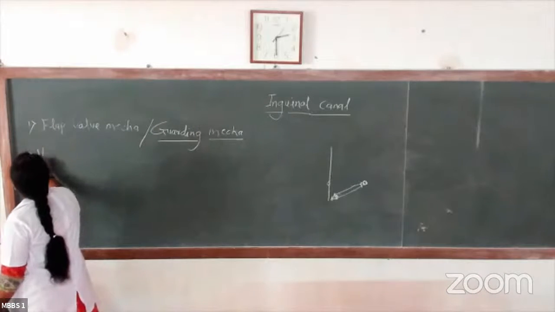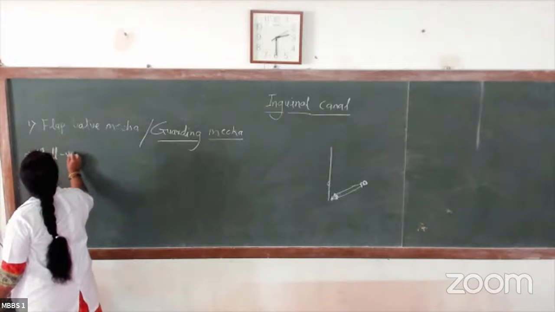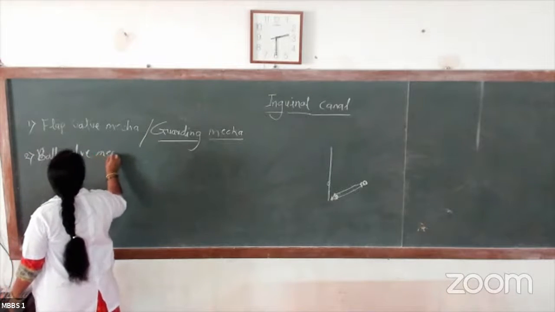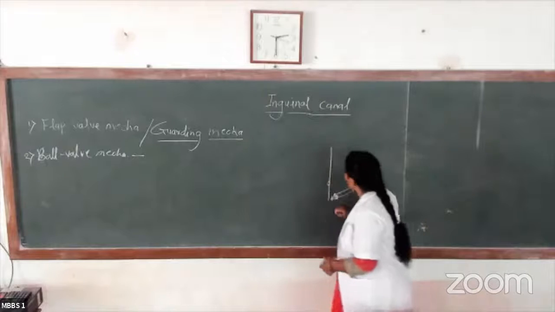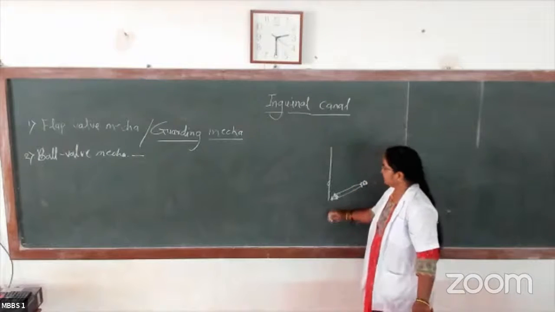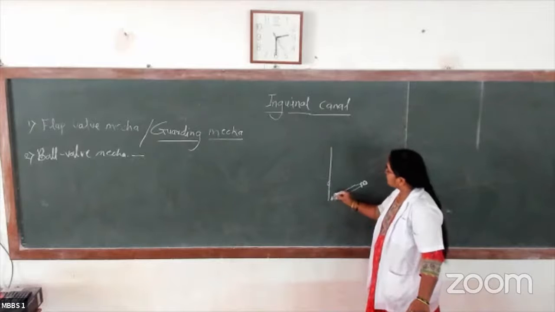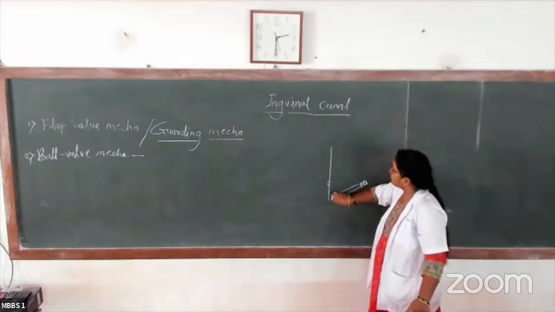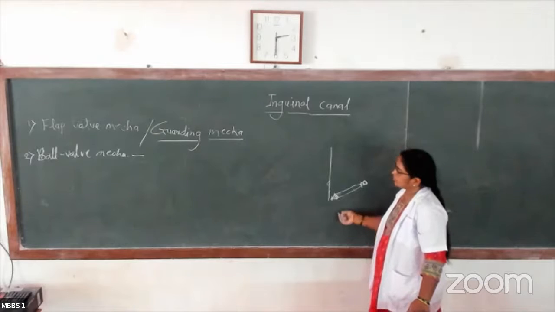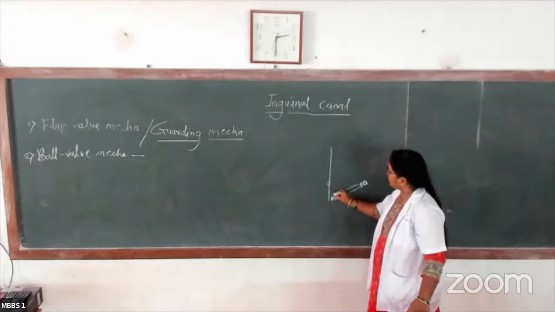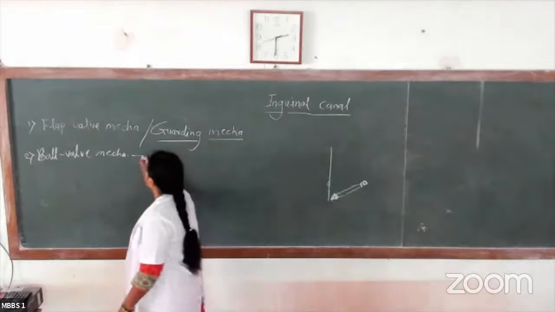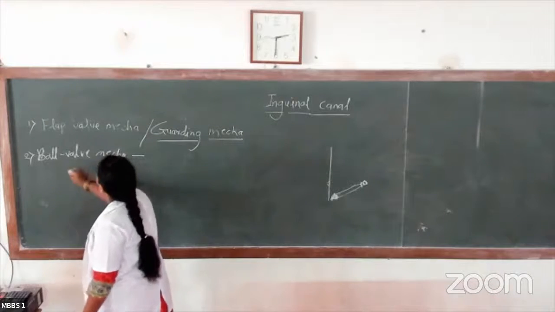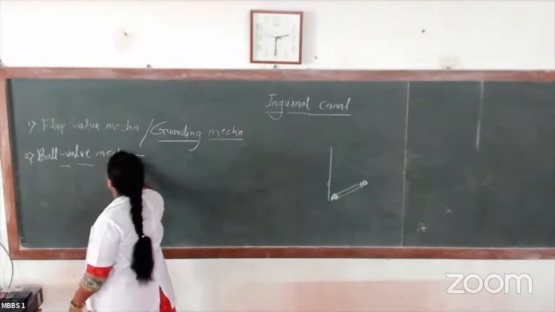Now what is the ball valve mechanism? Whenever there is a contraction of the cremaster muscle, it plugs the superficial inguinal ring with the spermatic cord. Thus it obliterates this canal, and this mechanism is called the ball valve mechanism.